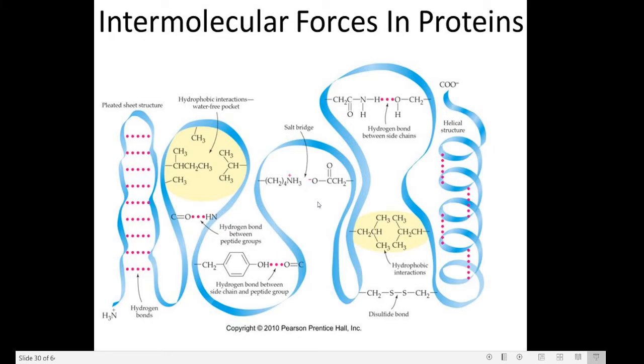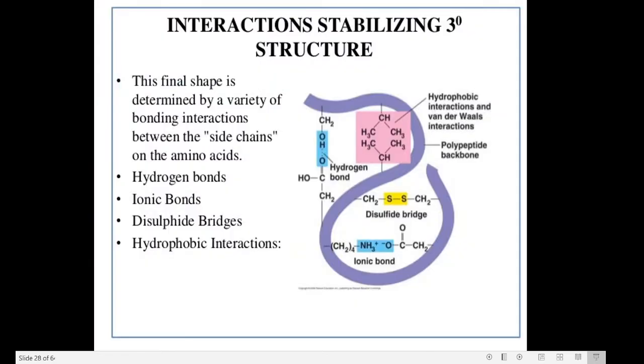Then salt bridges are also there, formed between the amine and oxygen groups. Another thing is hydrogen bonding between side chains, hydrophobic interaction, and helical structure. Here they mention the same things: hydrogen bonding, hydrophobic region, and van der Waals interaction. If you add any molecule at the hydrophobic region, it forms van der Waals interaction. Then sulfide bridges are formed between sulfurs, S-S bonding, then ionic bonding.